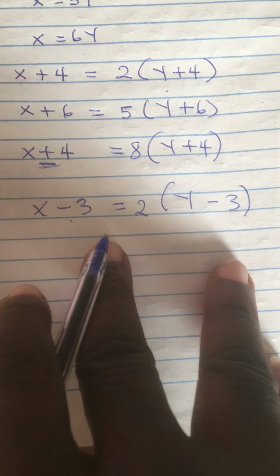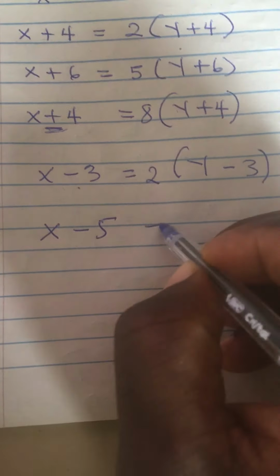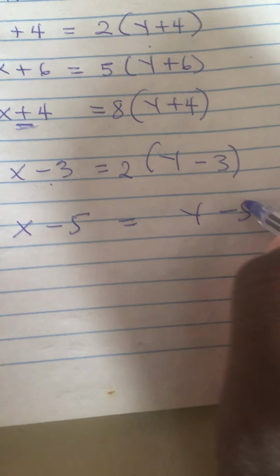So this is it. 5 years ago, adepa was 6 times year's age. Good. So from this, it means we are good to go. So let's solve this question.